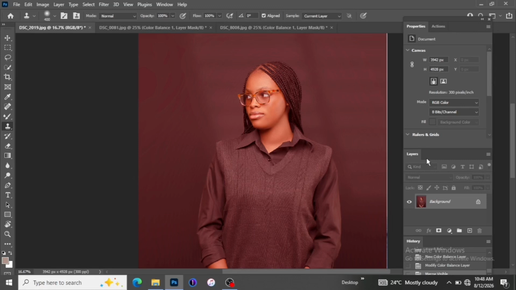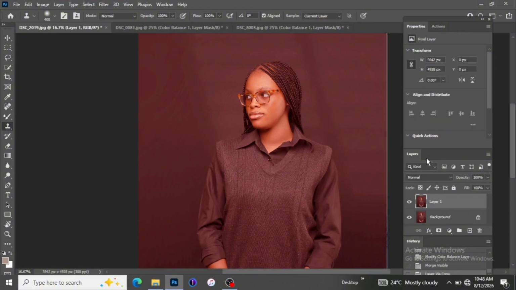How am I going to bring back the original state of this picture? Is by doing the color balancing. So I'm going to balance the color. Remember, color balancing is the aspect of bringing the picture back to its original state. Okay, so let me duplicate my layer by pressing Ctrl J.